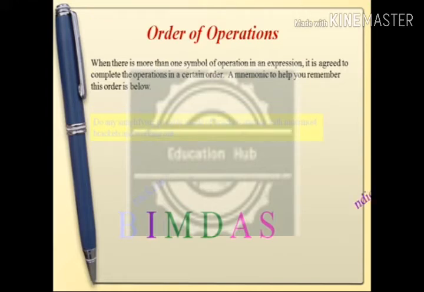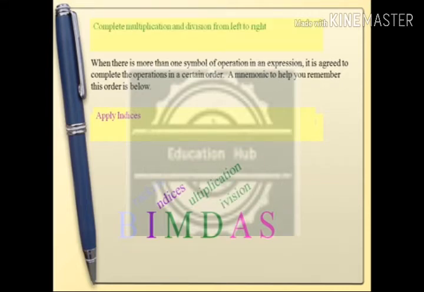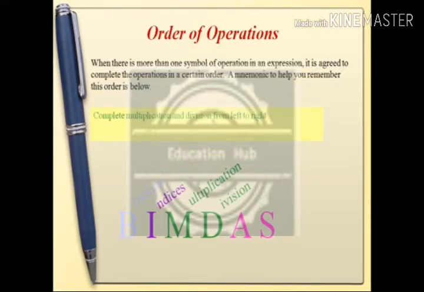What is this BODMAS rule? BODMAS is telling you: B for brackets, I for indices, M for multiplication, D for division, A for addition, S for subtraction. Now by using this, we have to complete addition and subtraction from left to right. From left to right we have to go, and we have to follow the mnemonic BODMAS. Then only we will be able to solve all our problems.